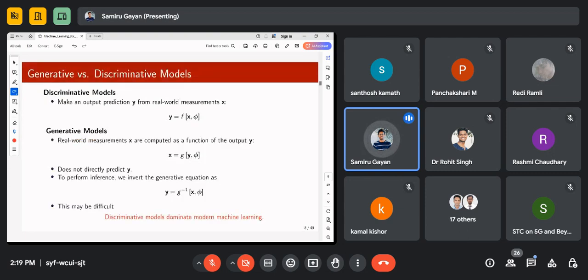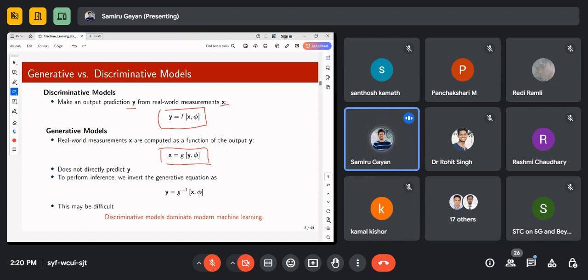Okay, there are two different ways in wireless communication. Both of these mechanisms can be used in our research, but mainly there are two types of models. One is discriminative, the other one is generative models. For example, here we have the output y. We can build a model which can produce the output directly from the input, or else we can build a model first to replicate the input output relationship.